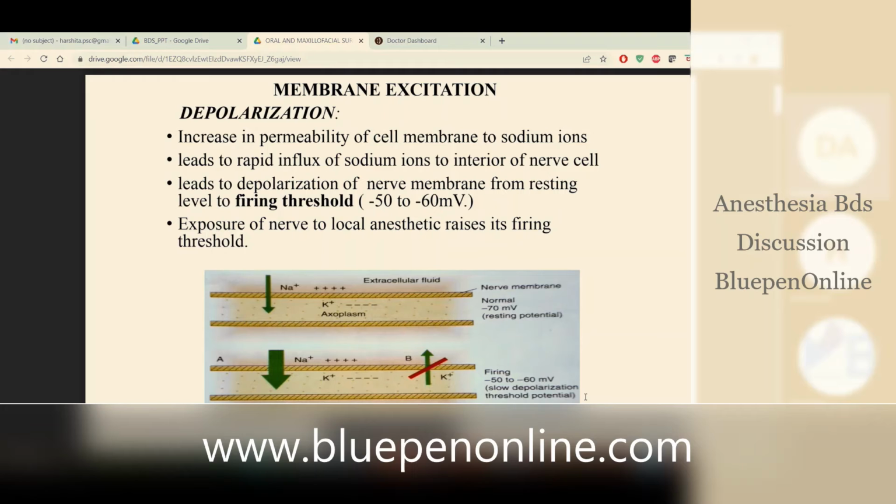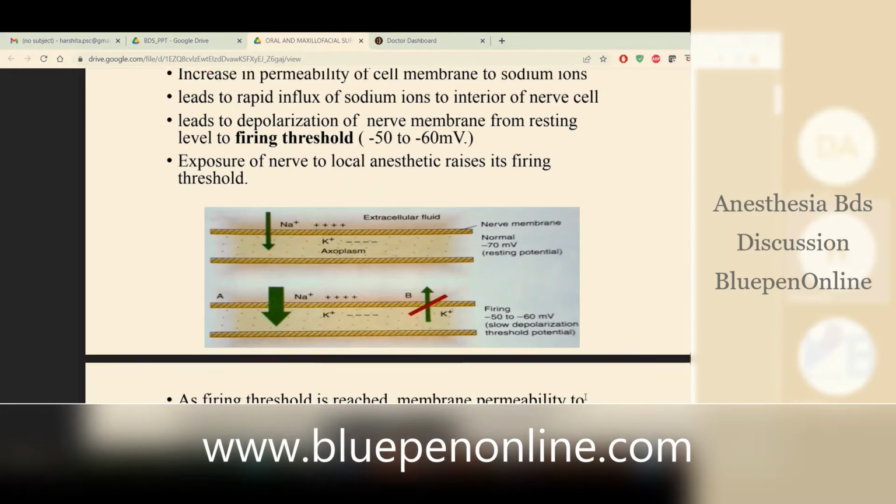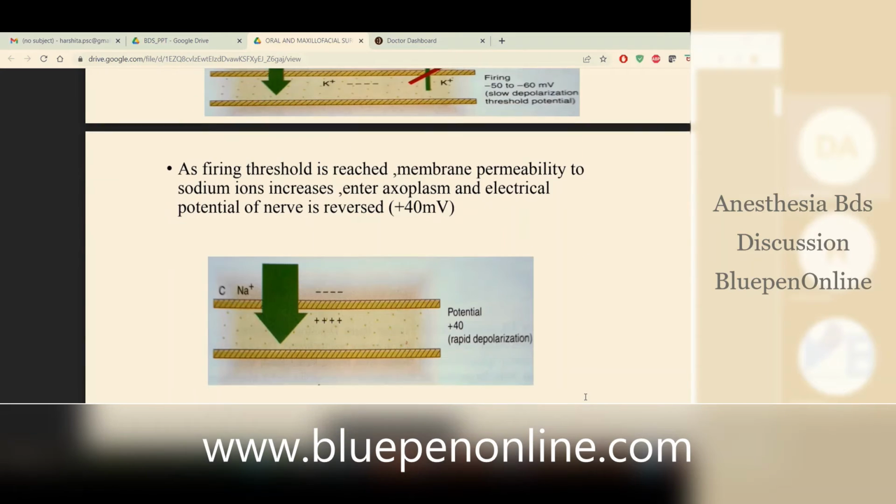So it was minus 70 mV, now it comes to minus 60, now it comes to minus 50, and when it reaches minus 50 mV, it's what is known as the firing threshold. Now when it reaches this firing threshold, from minus 50 mV we can see a sudden rise to plus 40 mV. So this is what happens in the depolarization.